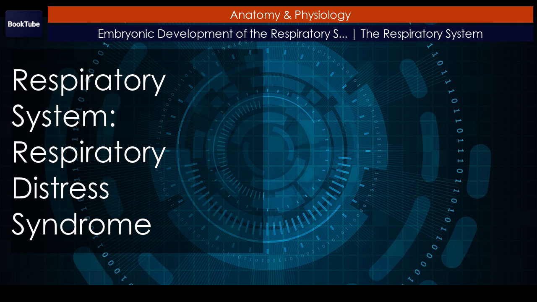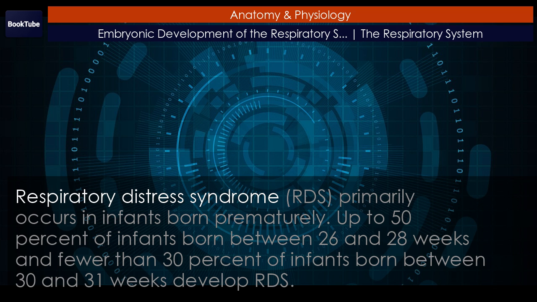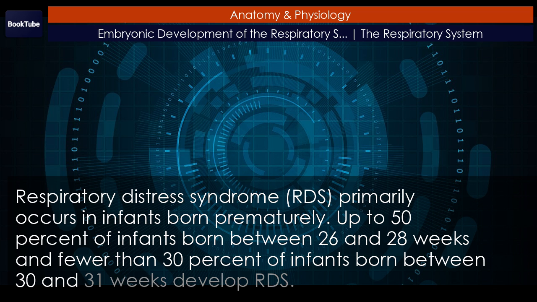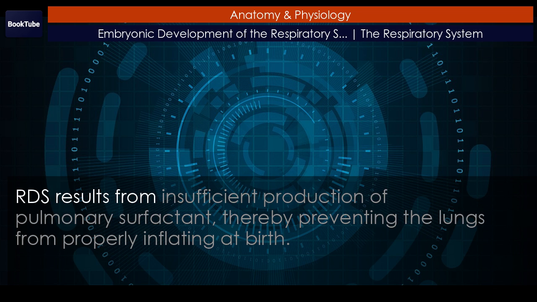Disorders of the respiratory system. Respiratory distress syndrome. Respiratory distress syndrome, RDS, primarily occurs in infants born prematurely. Up to 50% of infants born between 26 and 28 weeks and fewer than 30% of infants born between 30 and 31 weeks develop RDS. RDS results from insufficient production of pulmonary surfactant, thereby preventing the lungs from properly inflating at birth.